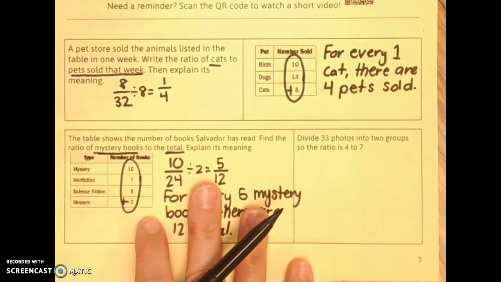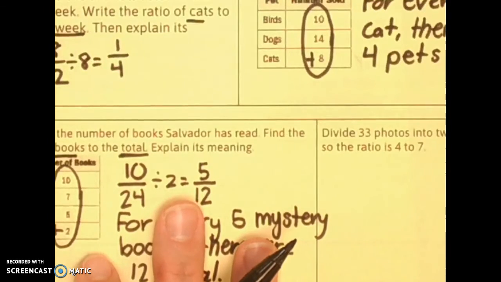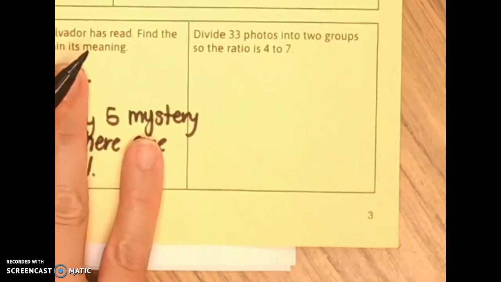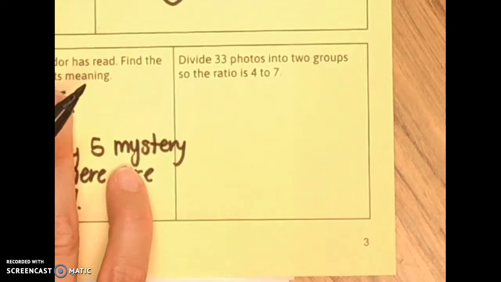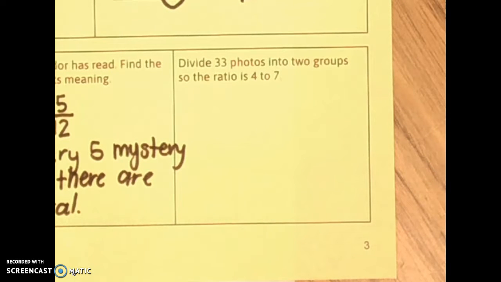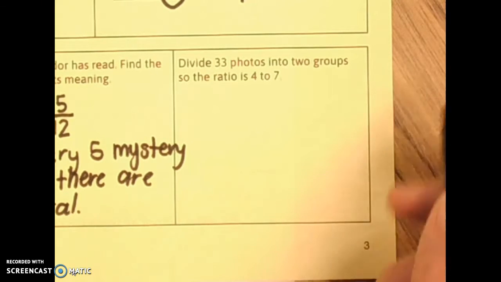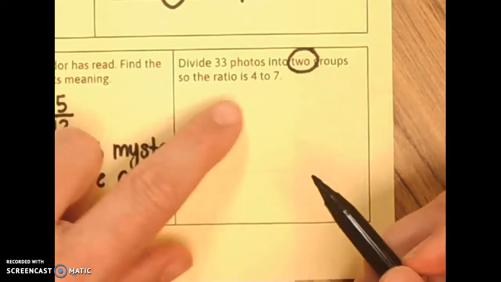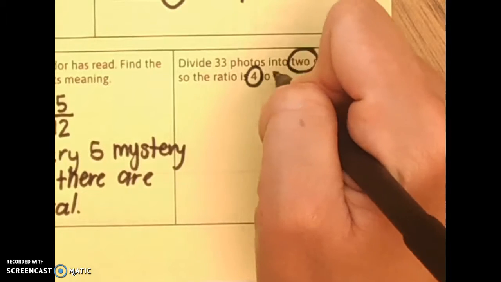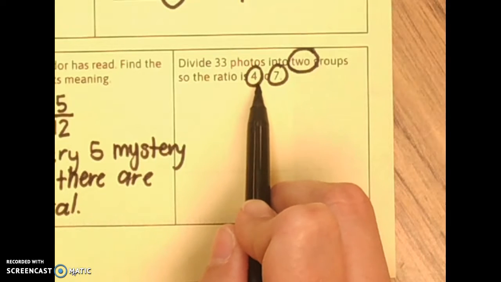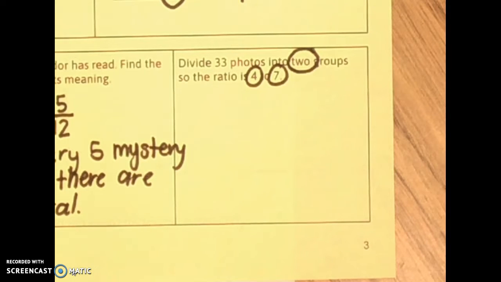I'm going to zoom in. You might not understand it after this first one, but I want to get one in your notes. We'll practice another one, don't you worry. We're going to divide 33 photos into two groups. So how many groups are we doing? Two. And so the ratio is 4 to 7. So your two groups, one group has 4, one group has 7.